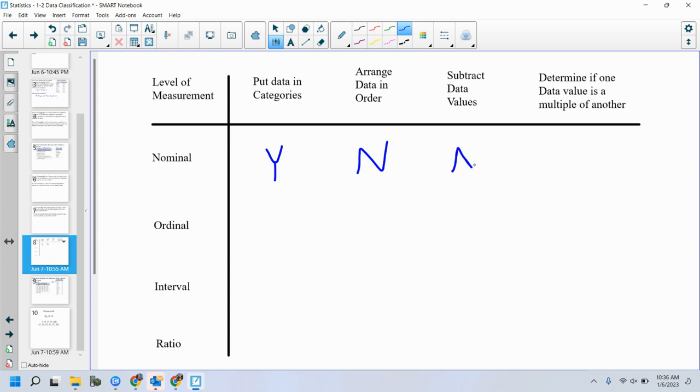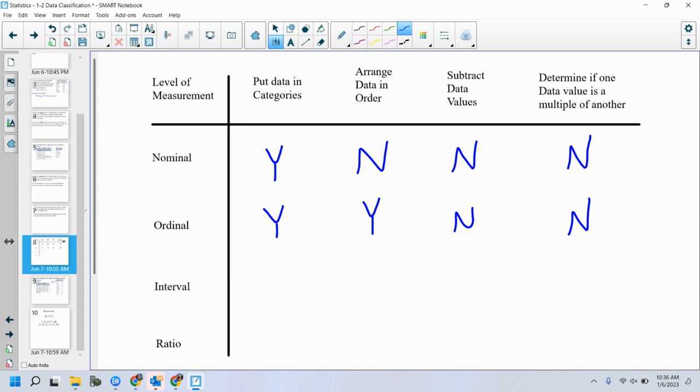I can't subtract. I can't determine multiples of another. I can't make a ratio out of nominal level. Okay? Now, can I put data into categories with an ordinal? Yeah. I can put data into categories. Can I arrange it? Yeah. Can I subtract values? No. That's where the ordinal level stops. And I can't determine values of one multiple to the next.